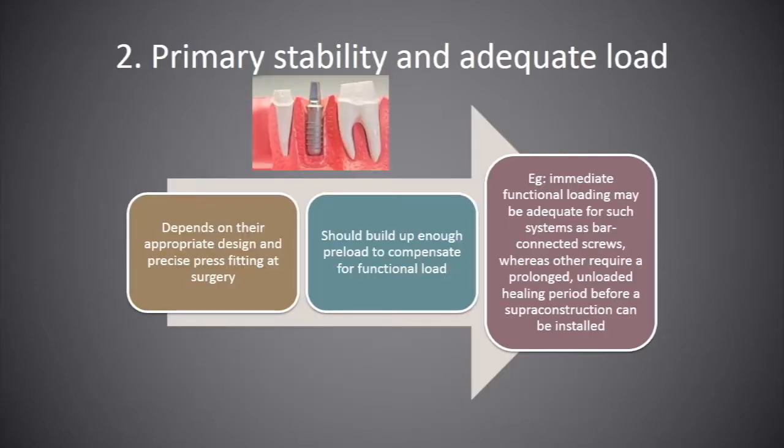The primary stability of implants depends on their appropriate design and precise press fitting at surgery. It should build up enough preload to compensate for functional load. It thus determines not only the size, but also the direction of the forces that are considered to remain adequate. All these parameters must be specified, and this makes it understandable why immediate functional loading may be adequate for such systems as bar-connected screws, whereas others require a prolonged, unloaded healing period before a superstructure can be installed.